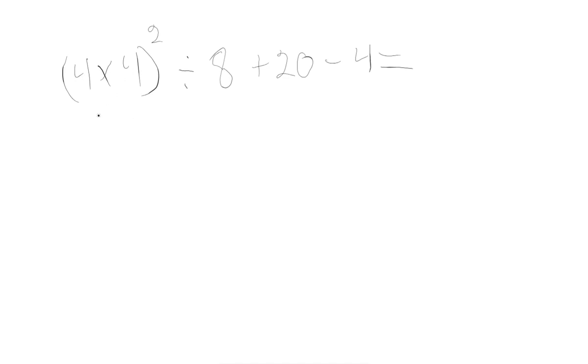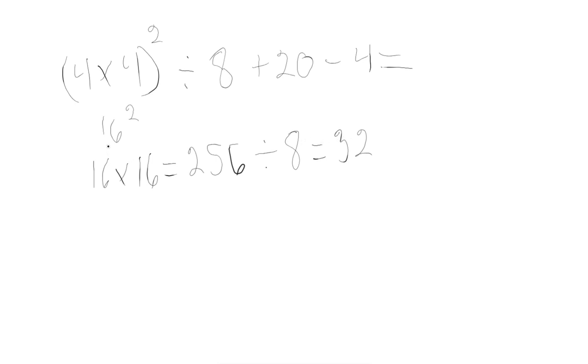Now, 4 times 4 is 16, right? But 16 squared is 16 times 16. Now you're probably going to have to get a calculator out for this, but that's okay, because 16 times 16 is 256. Now that is going to be divided by 8, which is 32.